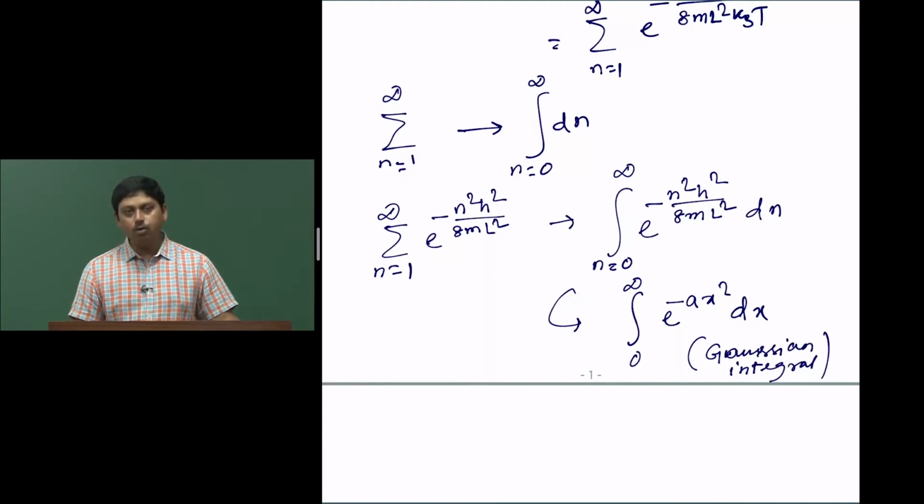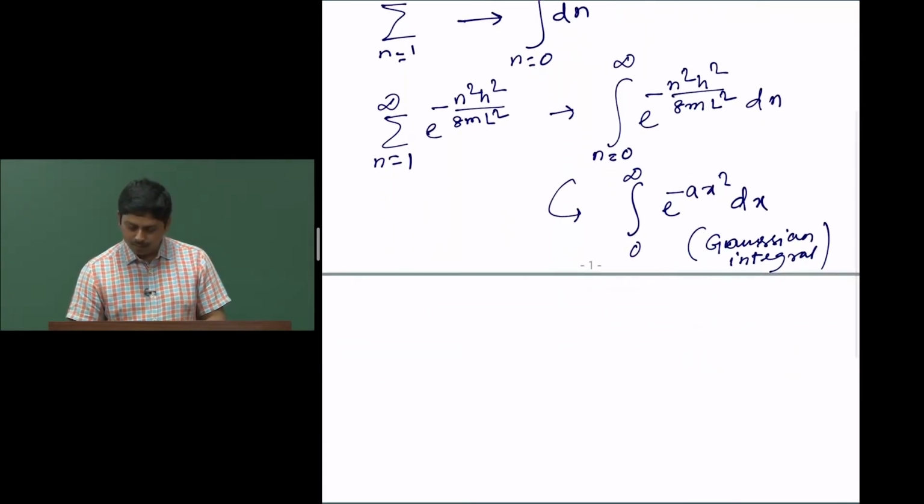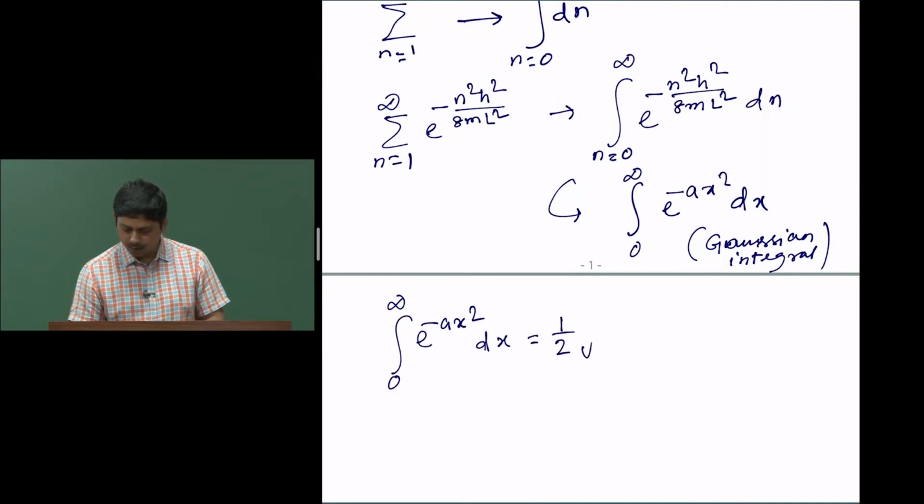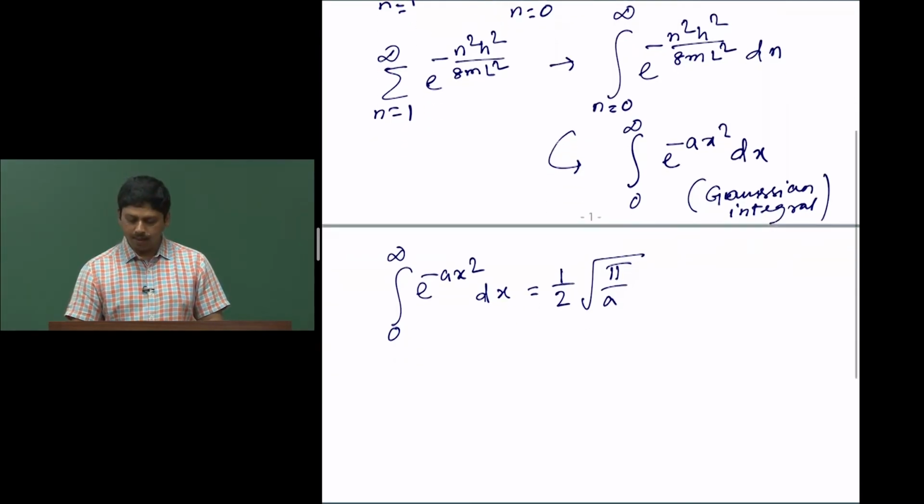And there is a standard value available for that. For example, the standard value for the integral from 0 to infinity of e to the power minus a x square dx is half root over pi by a. From minus infinity to plus infinity, it is just root over pi by a, and for 0 to infinity, it is half root over pi by a.